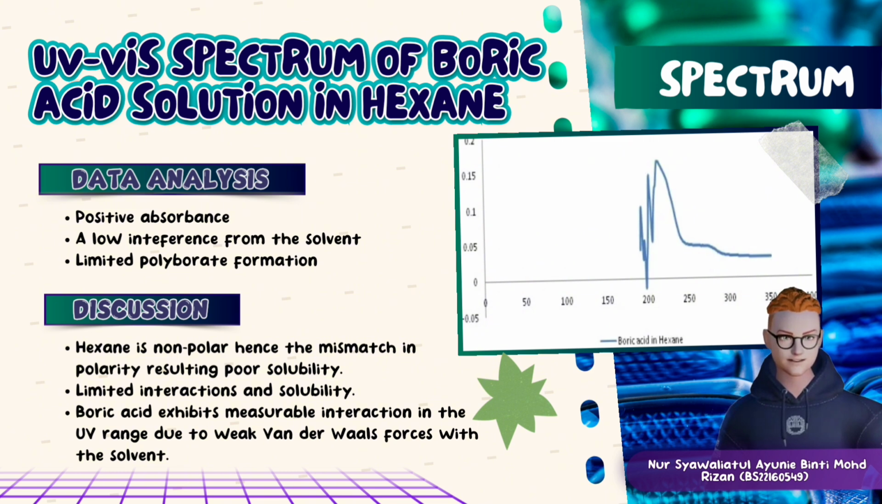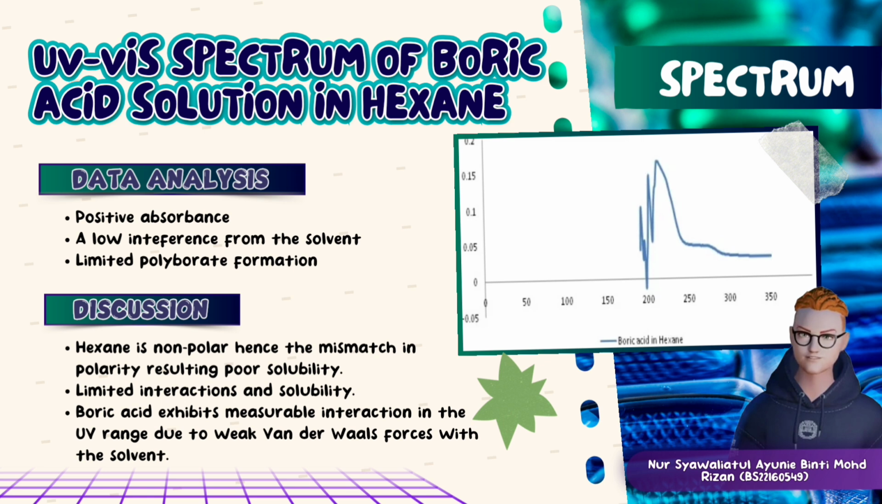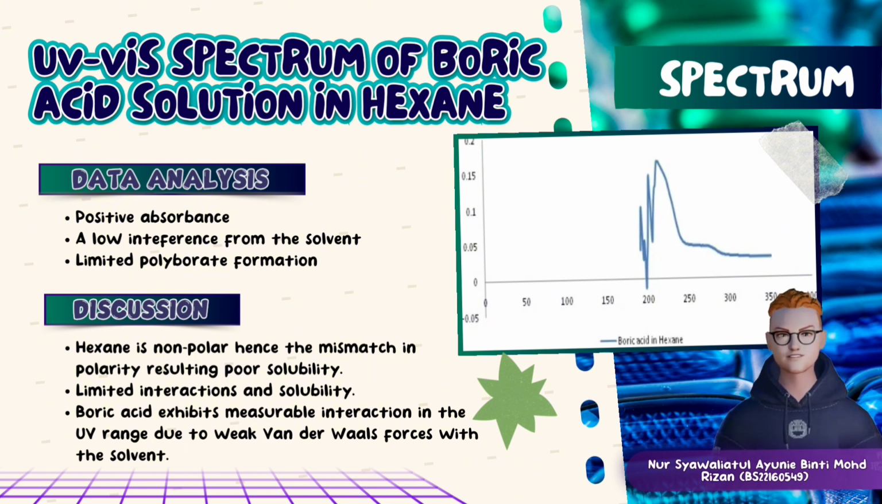Hexane is a nonpolar solvent, meaning it lacks partial charges and cannot form strong hydrogen bonds or dipole-dipole interactions with solutes. Boric acid is moderately polar due to its hydroxyl groups, which can form hydrogen bonds. This polarity mismatch between boric acid and hexane leads to weak interactions between the solute and solvent. Because of this mismatch, boric acid has very limited solubility in hexane.